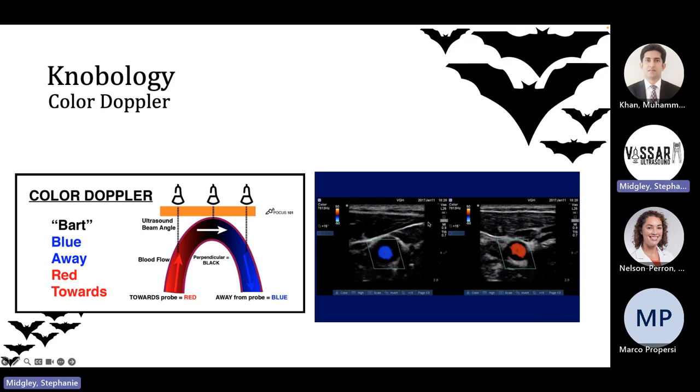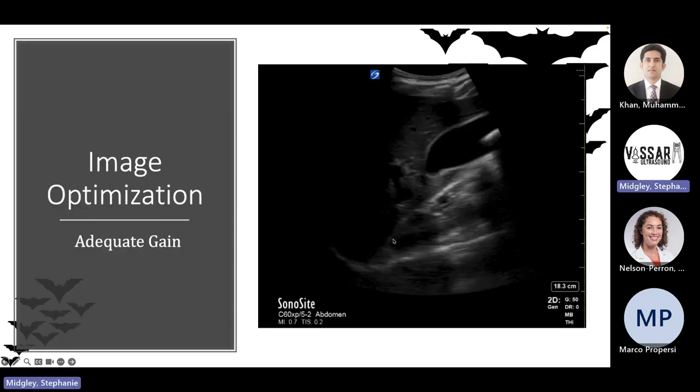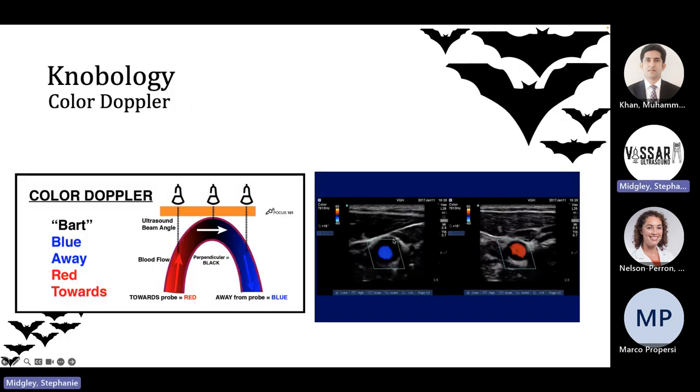The next one is just color. Just understand that red doesn't mean artery and blue does not mean vein. It's just telling you whether the ultrasound flow is coming either towards the probe or away from the probe.